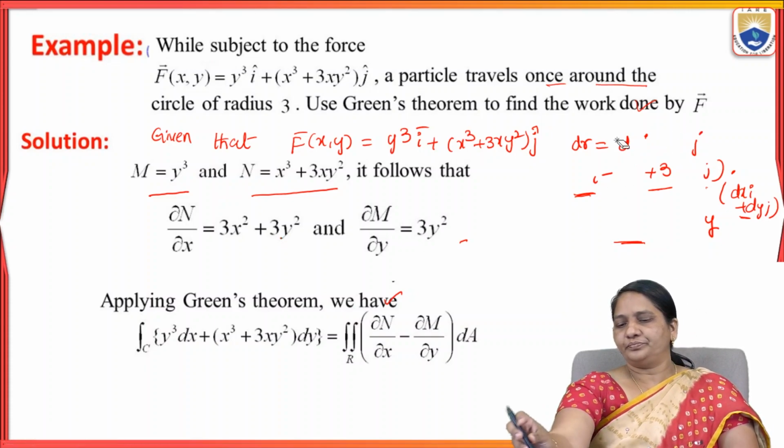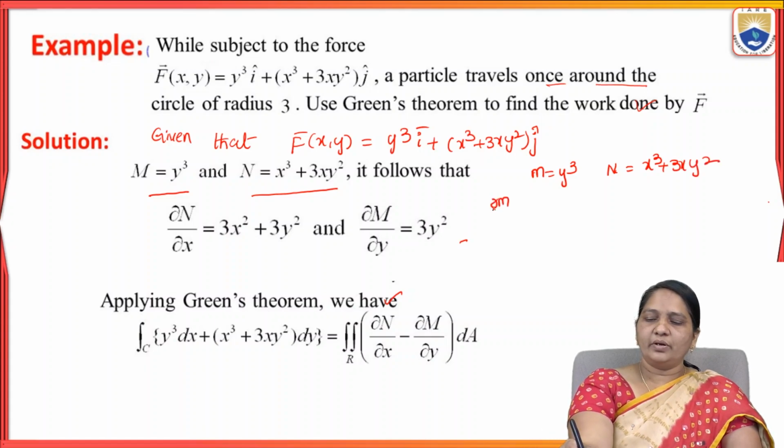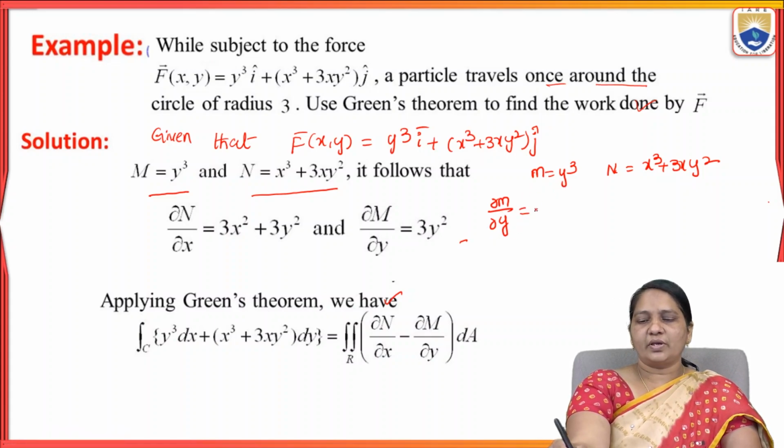So here m is y cube and n is x cube plus 3xy square. So ∂m/∂y: now here, partial differentiation of m with respect to y. This is y cube, so that is 3y square.